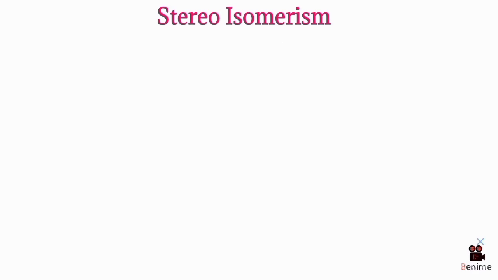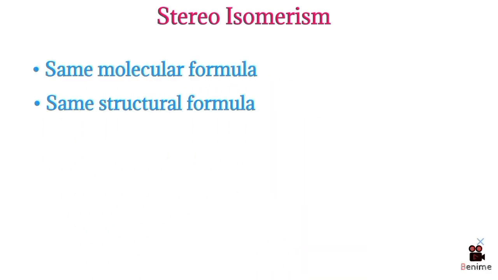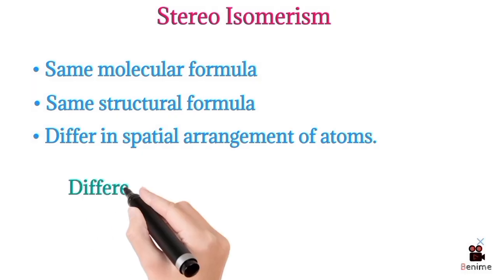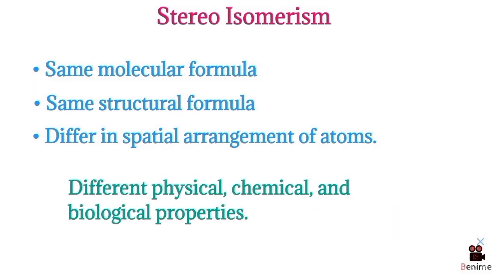Stereoisomerism is a type of isomerism in which compounds possess the same molecular formula and the same structural formula, but differ in the spatial arrangement of atoms. This means that the connectivity of atoms remains the same, but their three-dimensional orientation changes. Because of this spatial difference, compounds may show different physical, chemical, and biological properties.